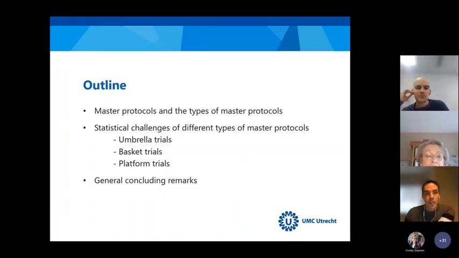So the outline of this talk: I will first briefly give some introduction about master protocols and the different types of master protocols, and I will then, for each of the most important types, discuss the statistical issues, challenges, and the solutions that have been proposed, and also some issues that remain open, I think, because I think there's still lots to improve and lots to discuss on these designs, which are fairly new.